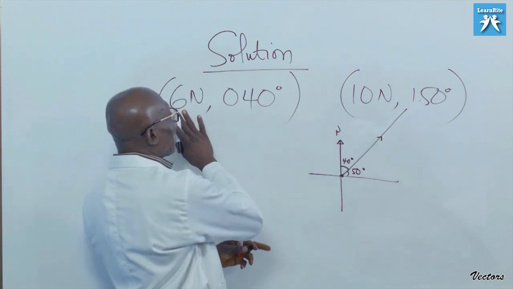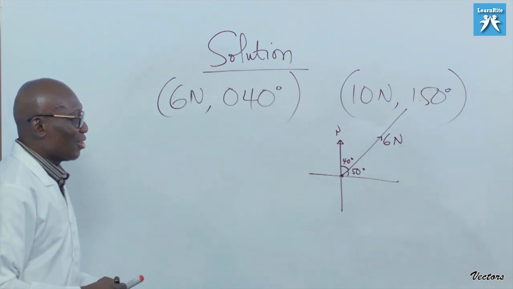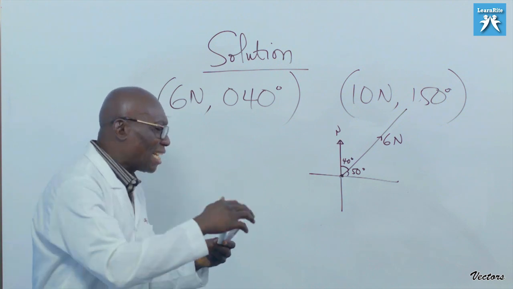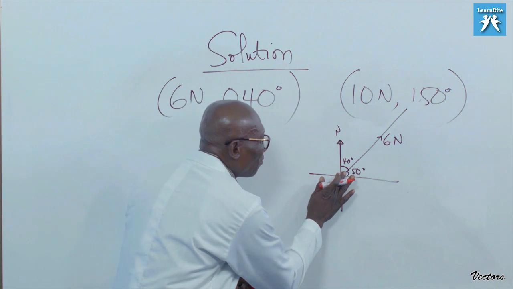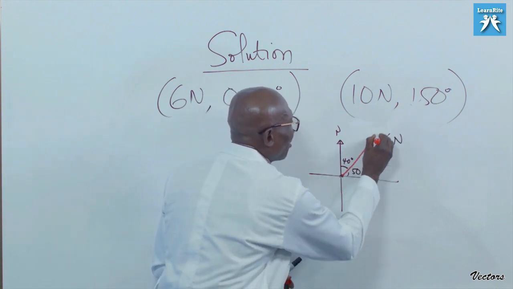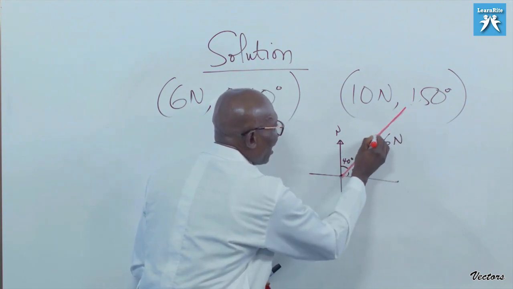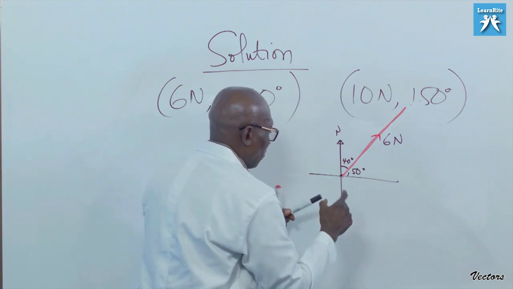And I'm going to put the magnitude, 6 newtons, on it. So I have indicated it so that you see it clearly. Allow me to erase this and use a red pen. I think it's better we do it that way. And this is the vector there.